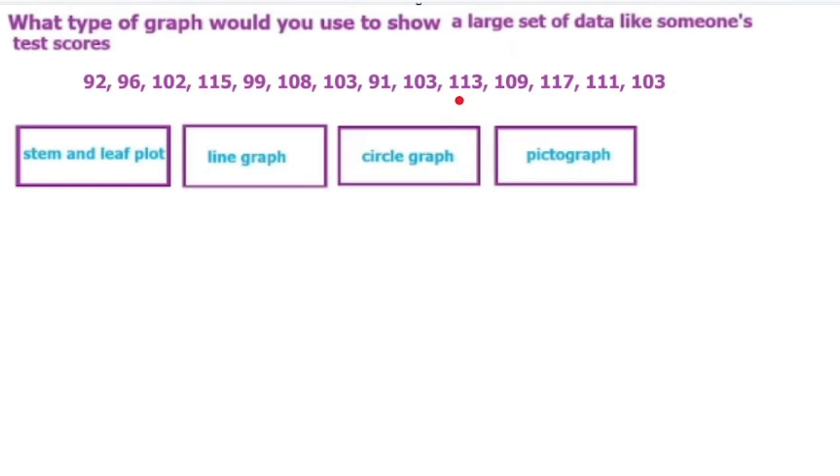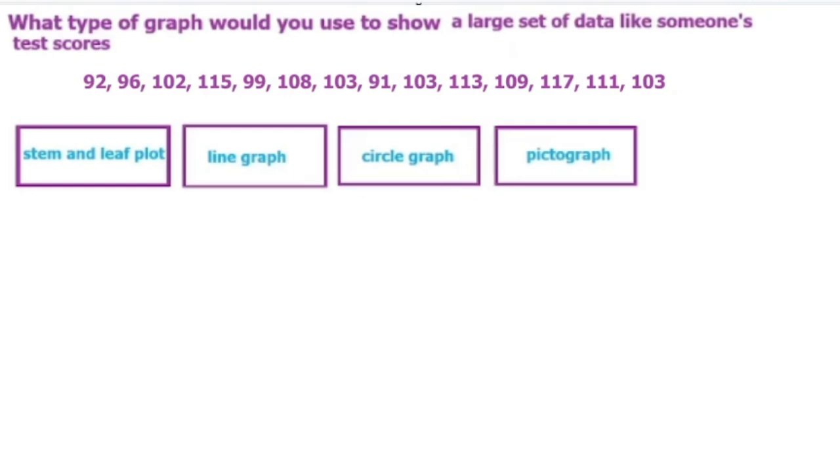Let's count how many numbers there are. 1, 2, 3, 4, 5, 6, 7, 8, 9, 10, 11, 12, 13, 14. 14 numbers. So what's the best way to show this data? A stem and leaf plot, a line graph, a circle graph, or a pictograph? A stem and leaf plot would be the best here.